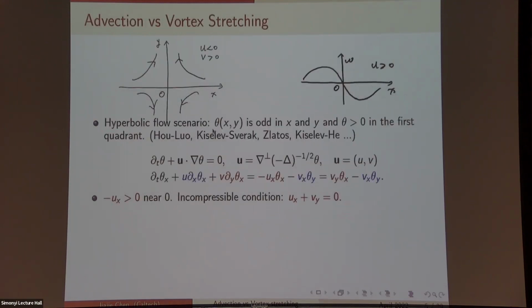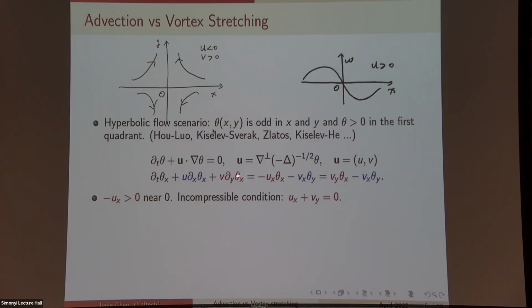To study this SQG, we can focus on one specific scenario, the so-called hyperbolic flow scenario. On Tuesday, Yao already introduced this hyperbolic flow scenario, but let me just recall it. The solution theta to the SQG satisfies some symmetry. It is odd in x and y. It is positive in this first quadrant. Due to this sign information, it induces this clockwise flow in the first quadrant. Since we have this symmetry in both directions, we have this hyperbolic flow structure in R2, at least near this point. These properties are preserved by the equation.